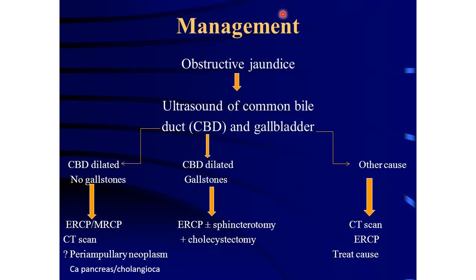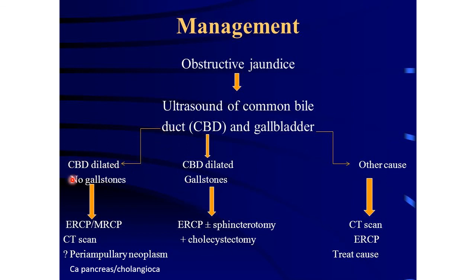Finally, this is the flowchart which summarizes the treatment of obstructive jaundice. Okay, the patient comes with obstructive jaundice, which has been confirmed with blood tests, especially elevated conjugated bilirubin. Ultrasound of the common bile duct should be done, including the gallbladder. In fact, ultrasound of the gallbladder and biliary tract must be done. If the CBD is dilated and gallstones are present in the CBD, then an ERCP plus sphincterotomy and stone extraction should be done, followed, if the conditions permit, by a laparoscopic cholecystectomy.